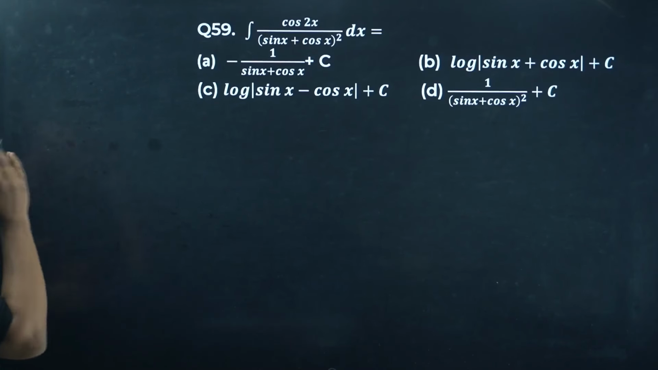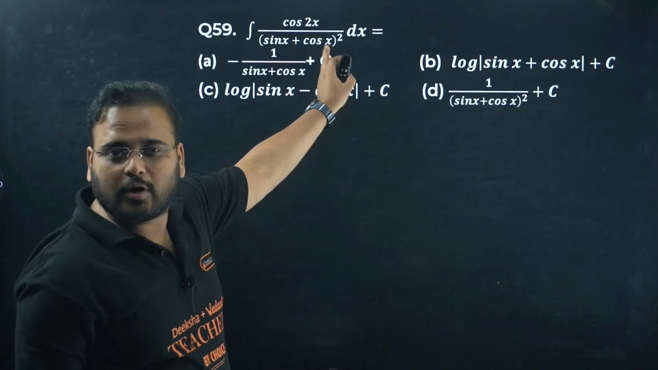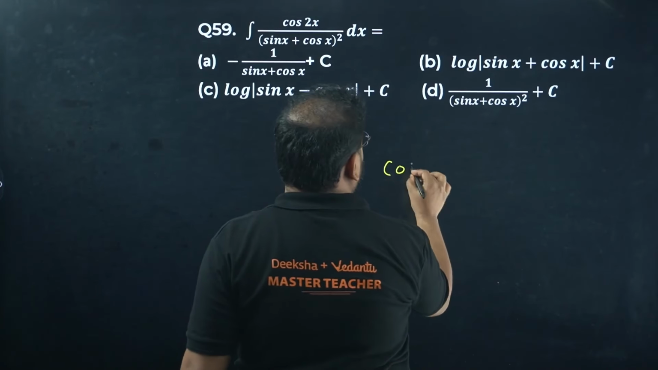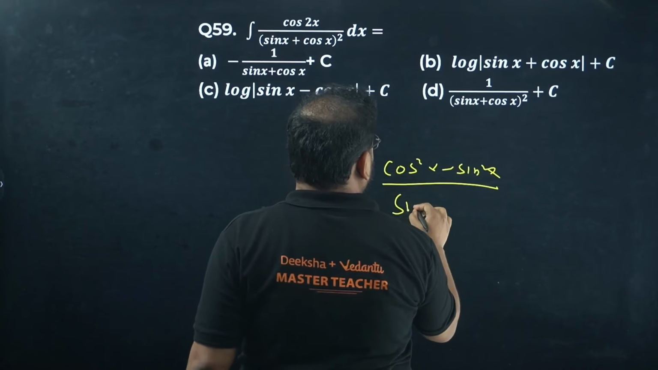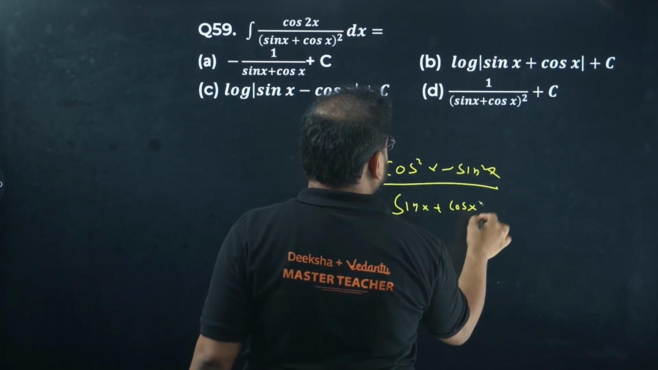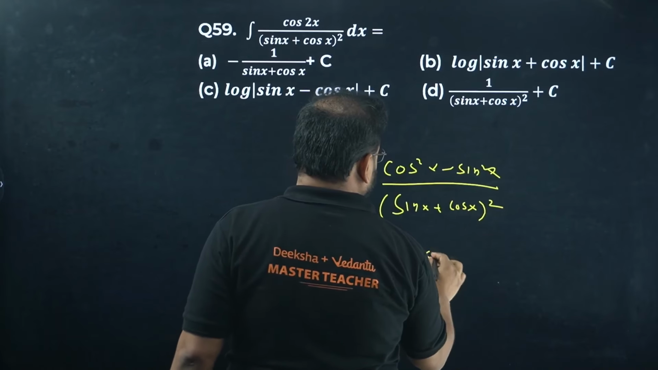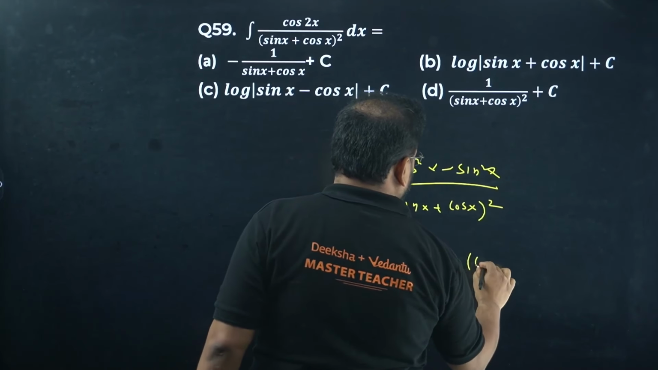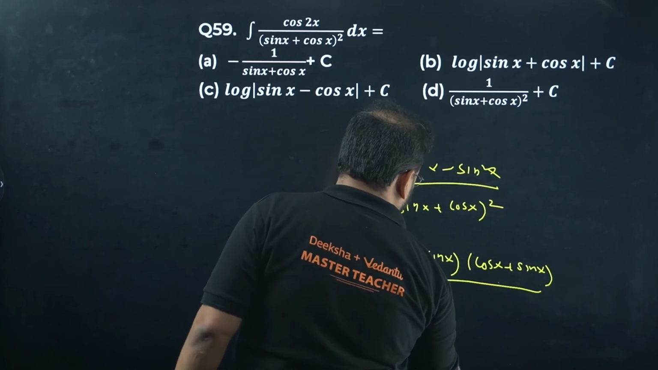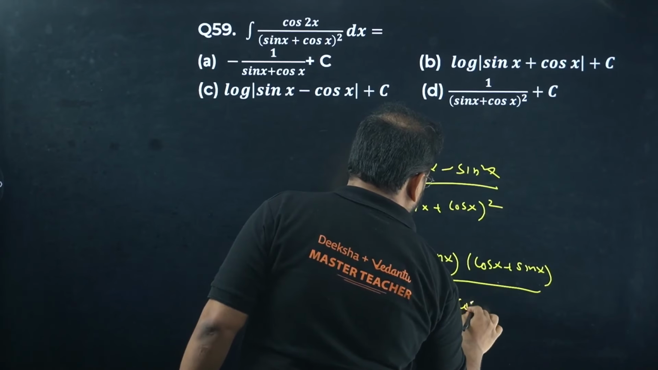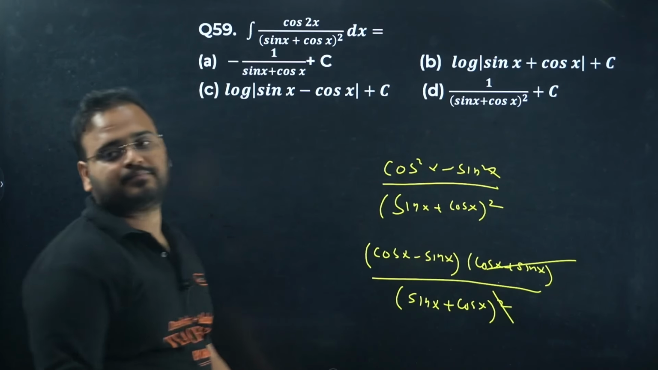Next, cos 2x over sin x plus cos x the whole square. Cos 2x, formula is there or not? Yes, there is. What do we have? Cos square x minus sin square x upon sin x plus cos x the whole square. Solve it. Cos x minus sin x, and we have cos x plus sin x, divided by sin x plus cos x the whole square. This and this is cancelled.